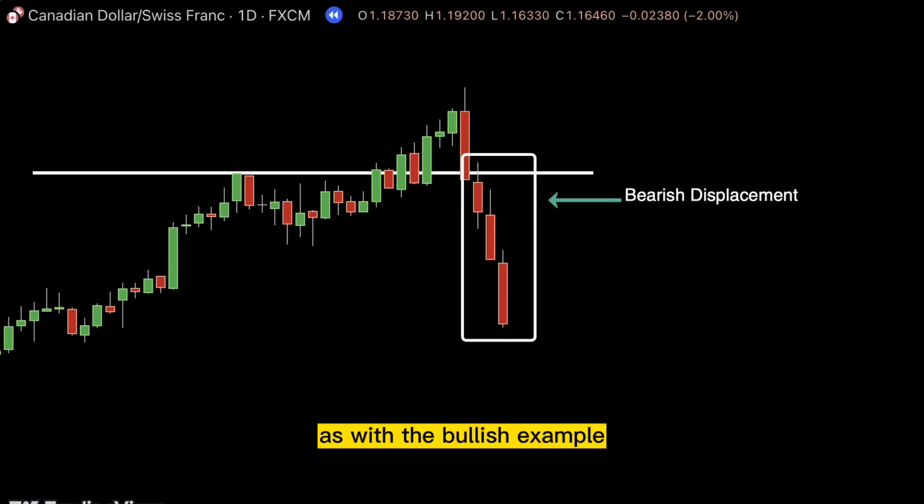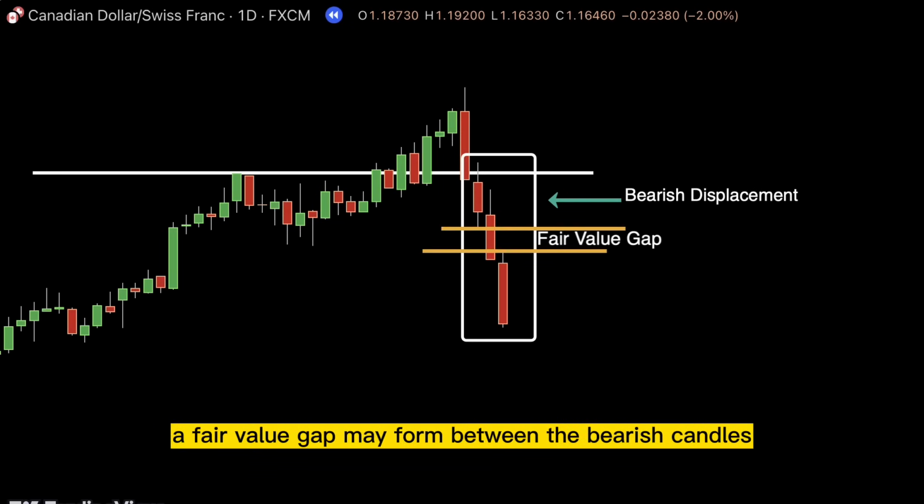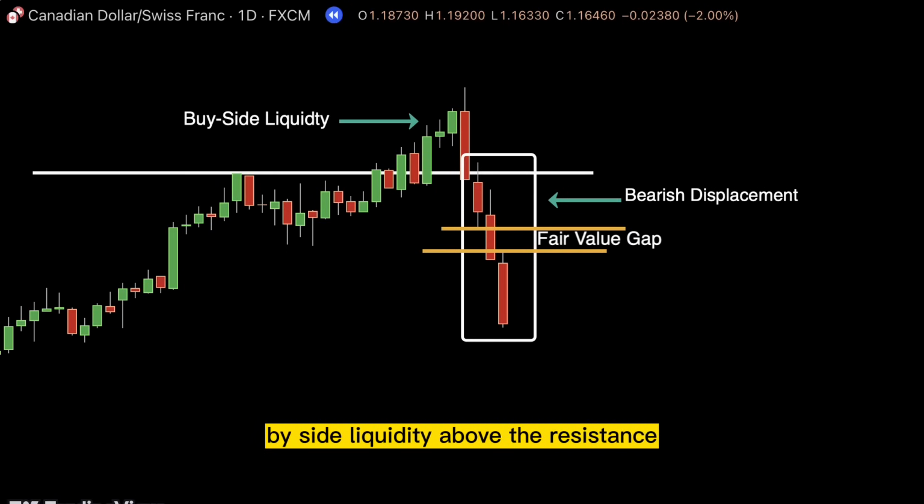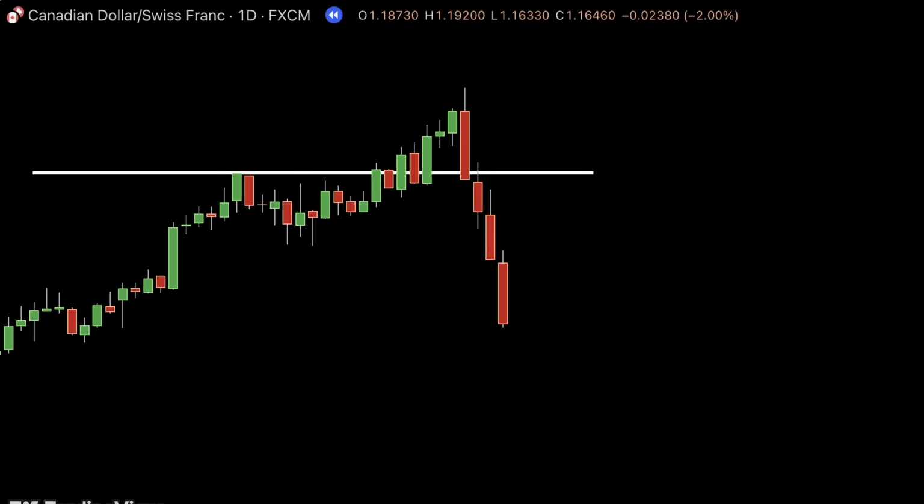As with the bullish example, a fair value gap may form between the bearish candles, further confirming the displacement and highlighting the presence of smart money. This bearish displacement illustrates how the market makers swept buy-side liquidity above the resistance, trapping retail traders who were long, before driving the price lower in the opposite direction.